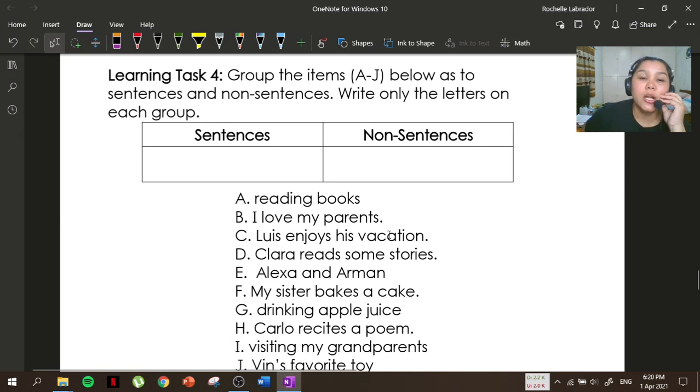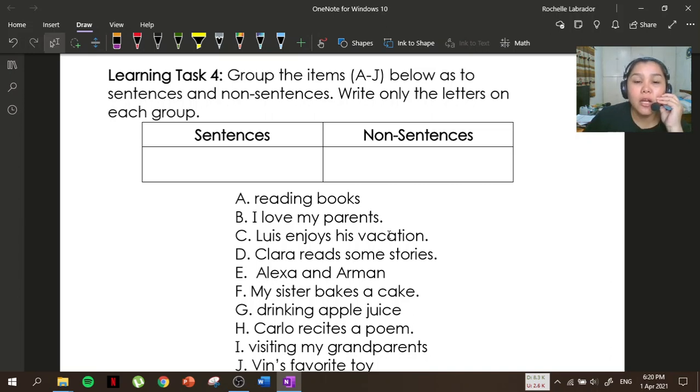task 4. Group the items A to J, yung nasa baba, below, as to sentences and non-sentences. Write only the letters on each group. So we have here 2 groups. First group is sentences. Other one is non-sentences. So ilalagay nyo ang letter of each of what is given to the corresponding group, kung sentence ba o non-sentence.